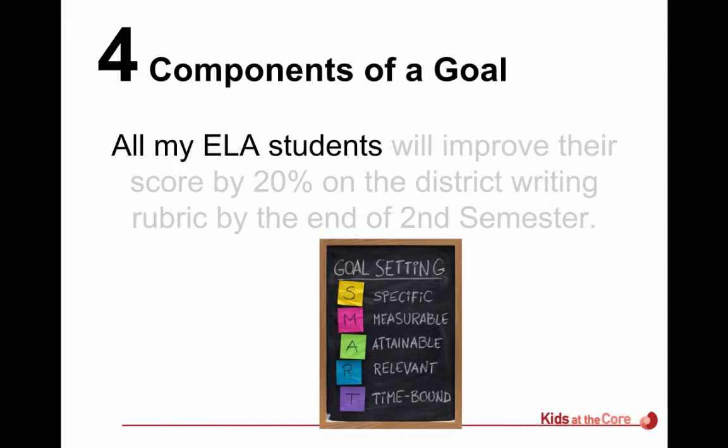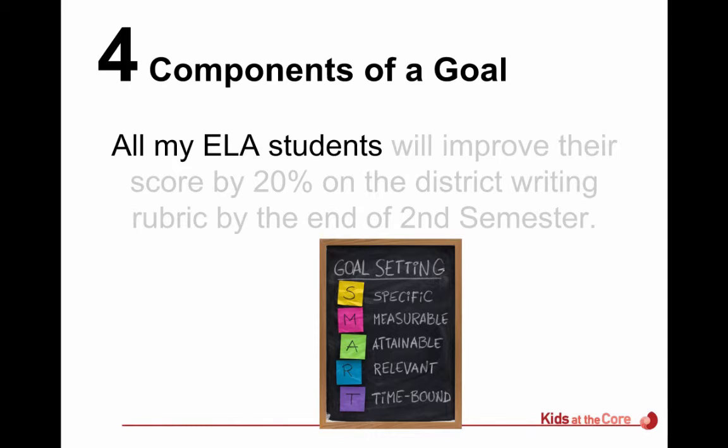This is which students we're targeting. Now, in this case, the teacher's targeting all of the students in English language arts. This could be a teacher who teaches at the middle school level and perhaps teaches several sections of ELA. So they're not talking about just fourth period, but they're talking about all sections combined.